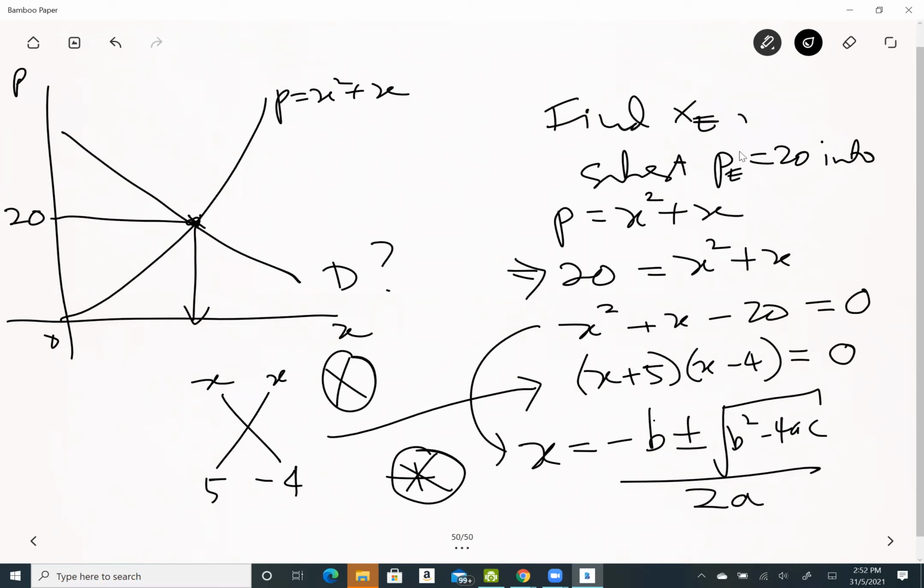So you got x equal to 5, x equal to 4, and x equal to negative 5. The negative value is not relevant, so you got 4 and negative 5. So this one is out. So x equal to 4.